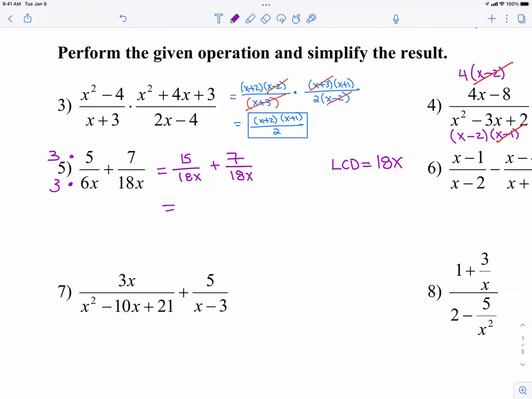And now we can just add the terms on the top. 15 plus 7 is 22. So that's 22 divided by 18x. And we can reduce that fraction to lowest terms. So reduced to lowest terms would be 11 over 9x. And that is our final answer there.